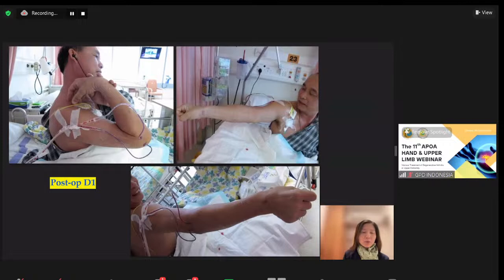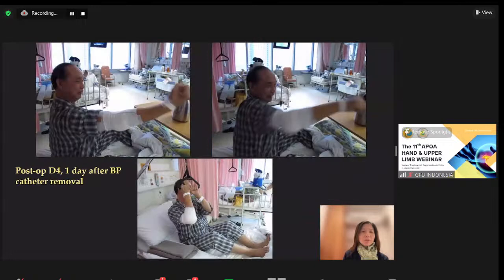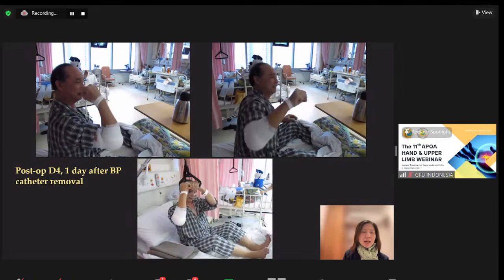This is his condition 4 days after the operation. He could achieve good active range of motion. This is his condition, and you find that he's very motivated and active and doing exercise in the bed.